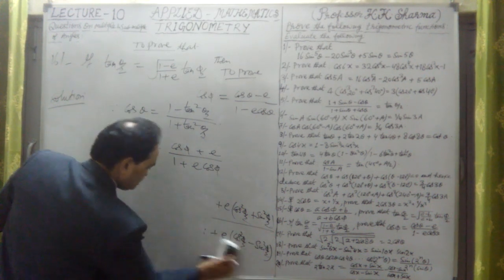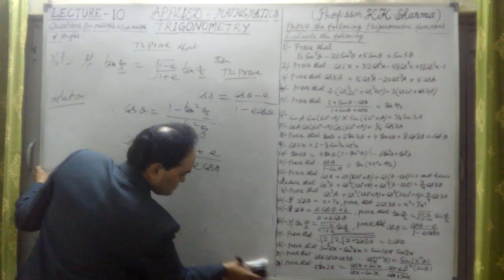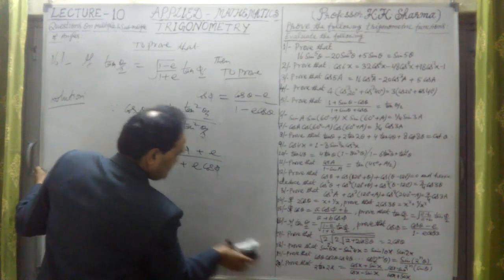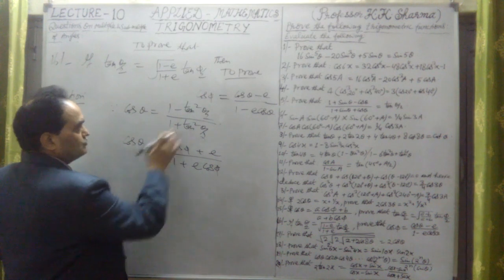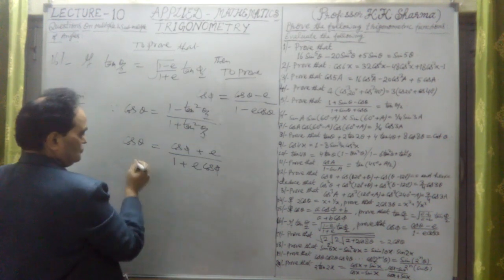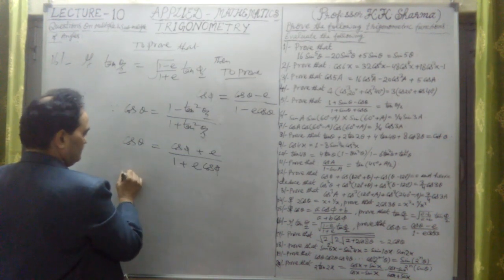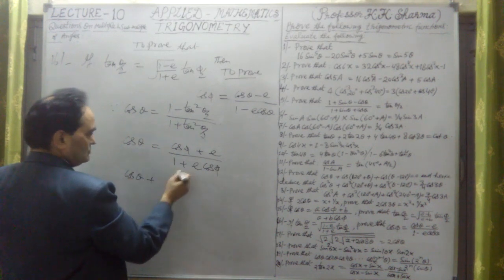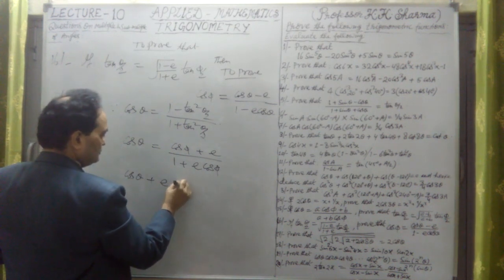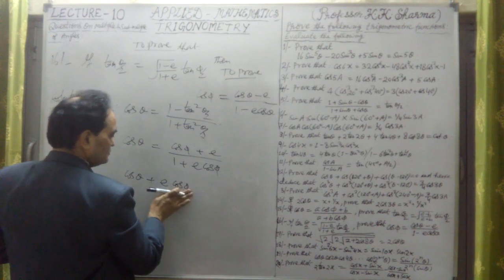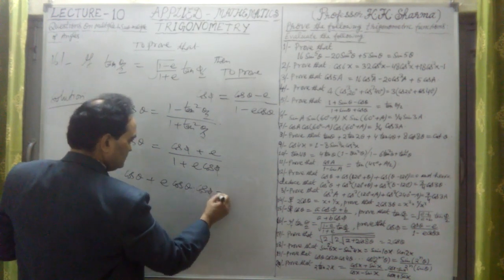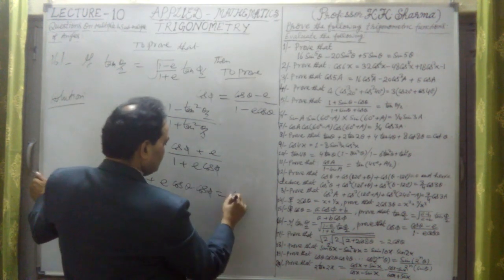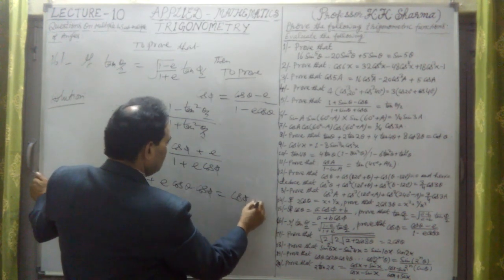Okay, now let me cross multiply in terms of cos phi. We have to collect it. Cos phi, we have to prove this. So if I multiply, this will be cos theta plus e into cos theta. This is cos theta into cos phi is equal to cos phi plus e.